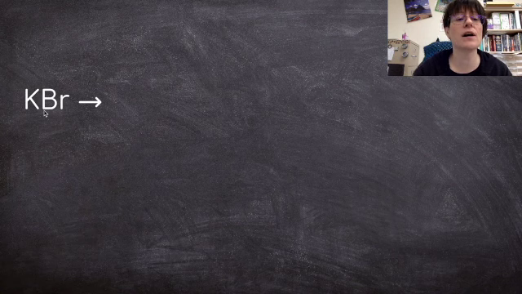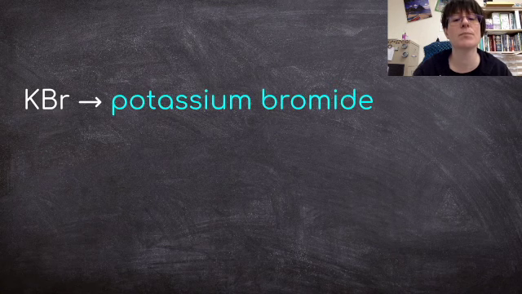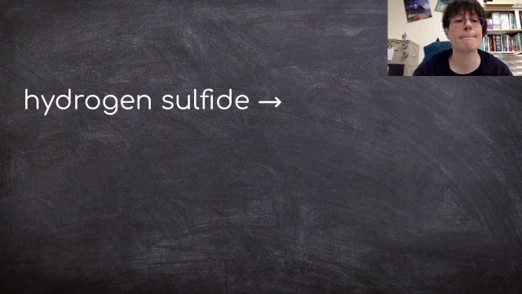In KBr, K is potassium, so we just leave the name the way it is. Br is bromine, so we change that to an IDE ending, and it becomes potassium bromide. Now, let's go the other way.